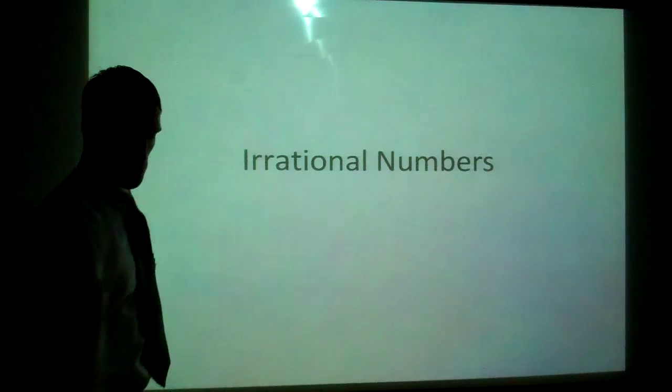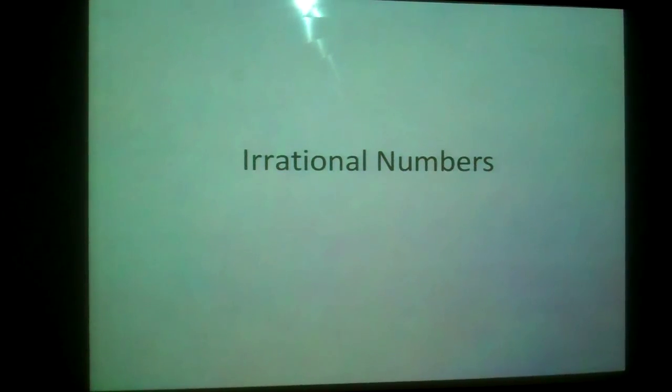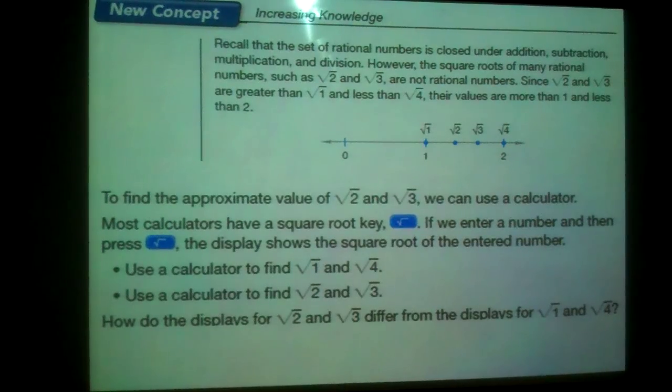And then we're going to talk about what an irrational number is. Now these are a little funky. Alright. The set of rational numbers is closed under addition, subtraction, multiplication, and division. That means you can add, subtract, multiply, or divide any rational number and you can still get another rational.